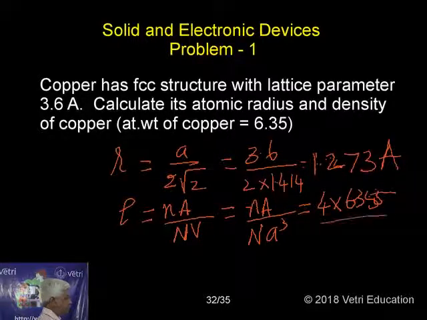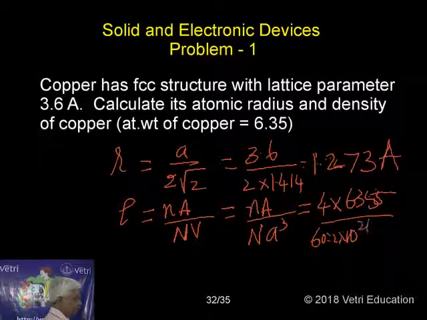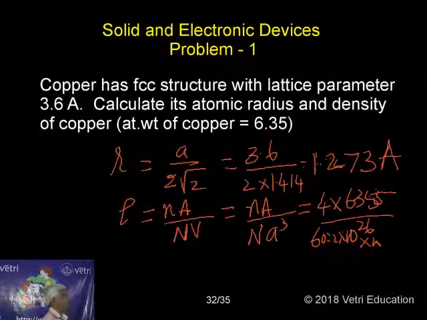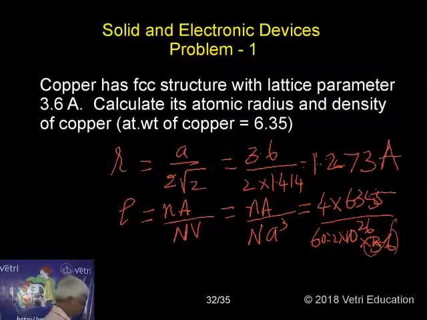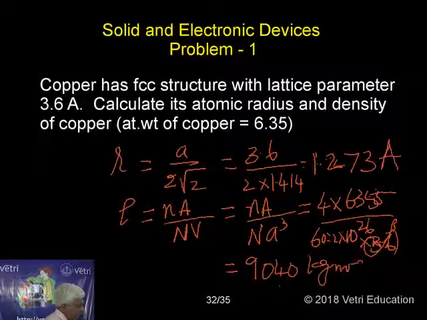63.5 divided by N, Avogadro number 6.022 into 10 to the power of 26, into A, just now we have calculated. A is given in the problem as 3.6, whole cube. On simplification, we get 9040 kilogram per meter cube.